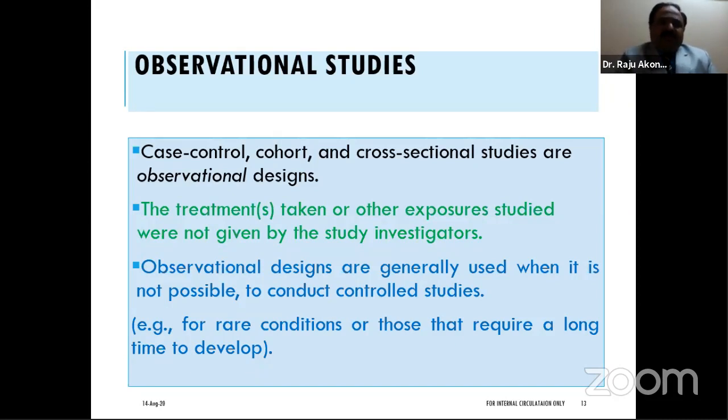So then why do people do observational studies and publish them? Why do people do case control, cohort, and cross-sectional studies and publish them? Because observational studies can become a basis for the future experimental studies. Because observational studies can become the basis of a hypothesis, right? To generate a hypothesis, observational studies are useful.